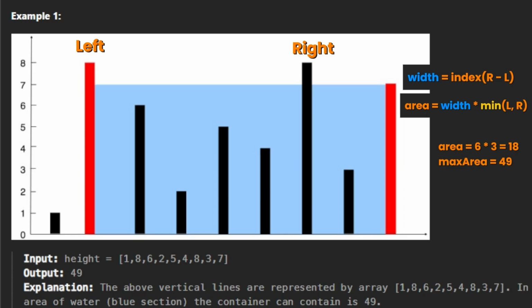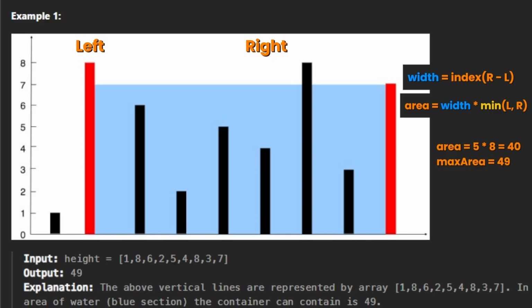Left is at index 1, right is at 6. The width is 5. The height is limited by the shorter bar. Well, they are equal, so height is equal to 8. The area is 5 multiplied by 8, still not bigger than 49. Maximum area remains 49. Since the heights are equal, we can move either pointer. Let's move right. As the process continues like this, the pointers move closer and closer. Always discard the shorter line and recalculate the area.